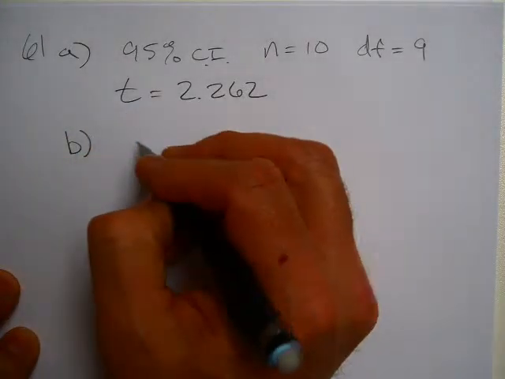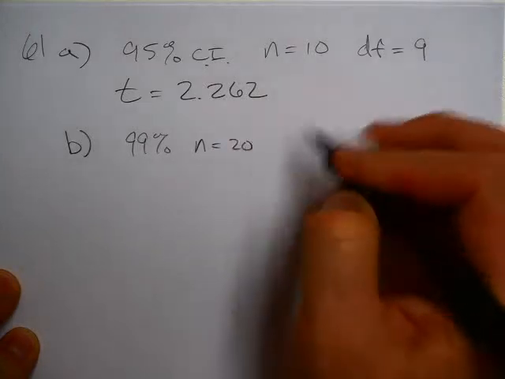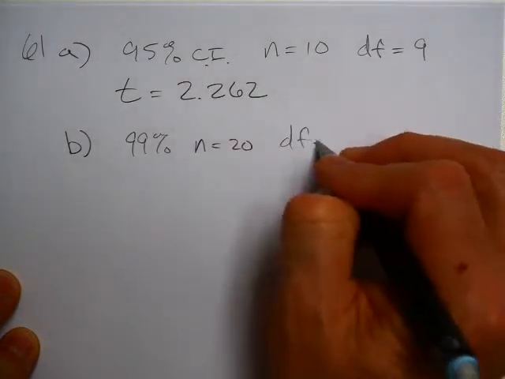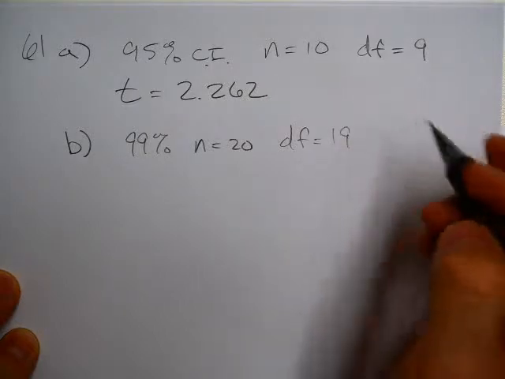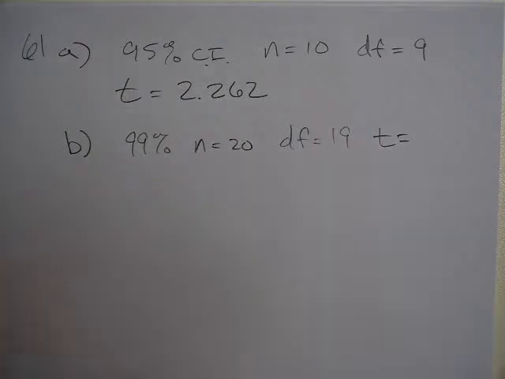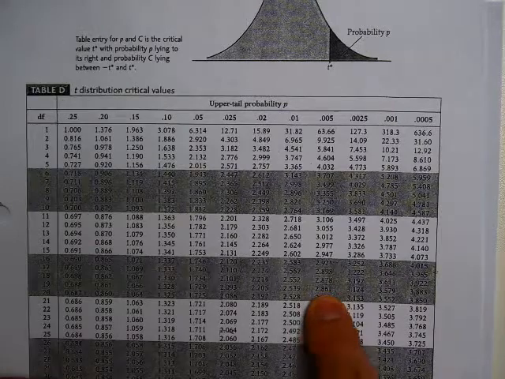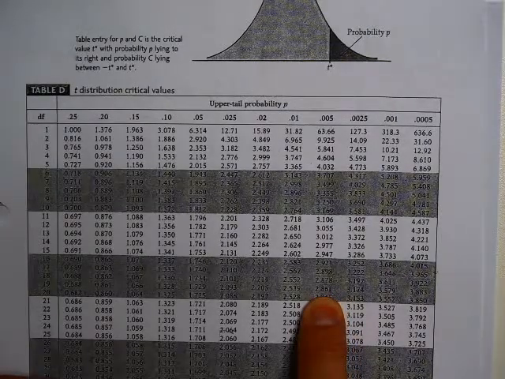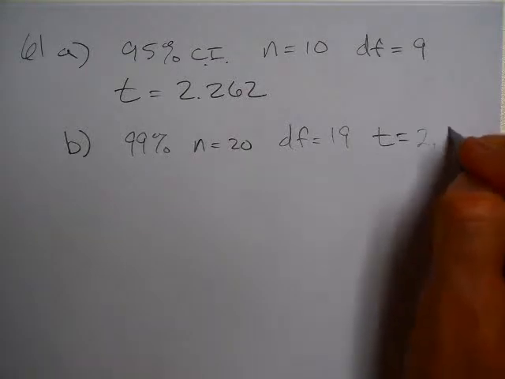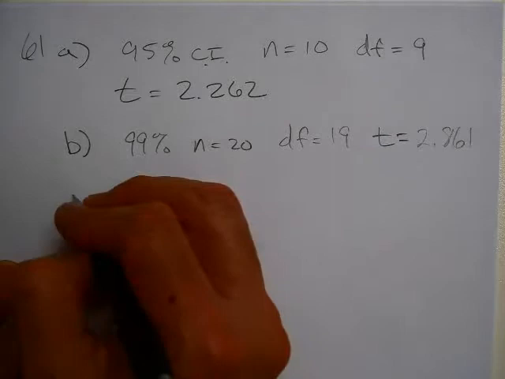So B says 99%, n equals 20. So degrees of freedom, 19, right? And we'll just pull T. So I go to my 99%, and I go to 19. 2.861 it looks like. Okay. And let's see. C, 90% confidence.